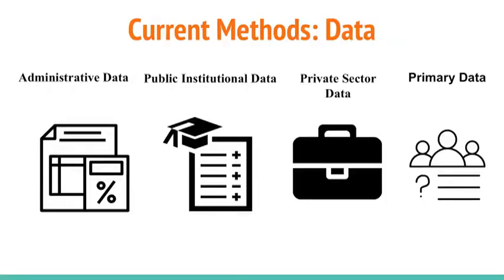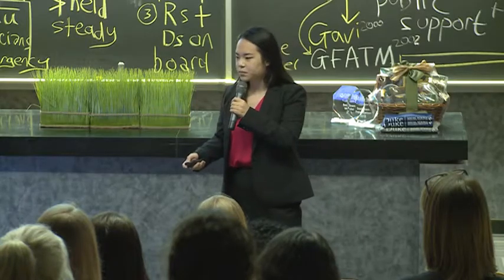Some of these methods include analyzing administrative data, such as census data, tax returns, W-2s, and birth and death records. It also includes data from public institutions, such as school enrollment, test scores, and criminal records. It includes private sector data, such as on employment, wages, and housing prices. And lastly, it can include primary data, such as surveys collected by researchers.